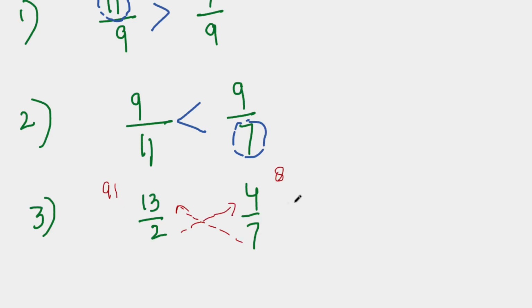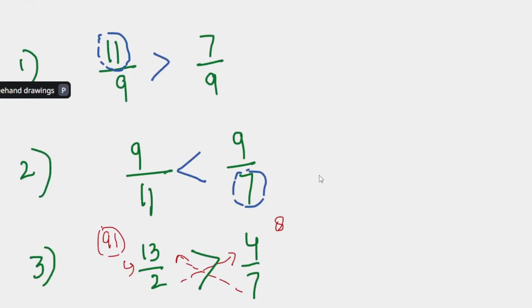Now, if we compare 91 and 8, we see that 91 is the bigger one. So this fraction is bigger. I will put this sign. So 13 by 2 is the bigger fraction here and 4 by 7 is the smaller fraction. You see, we do not need to do any kind of calculation here, correct? This is very simple if you understand the concept and do a little bit of practice.